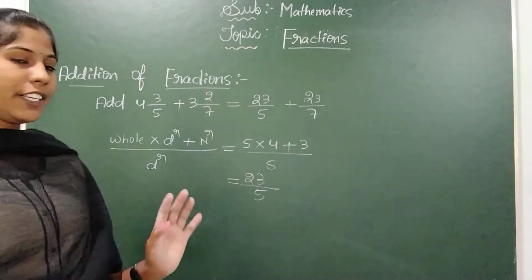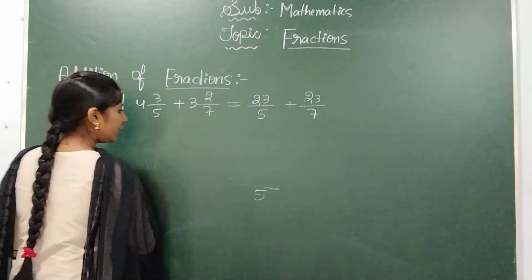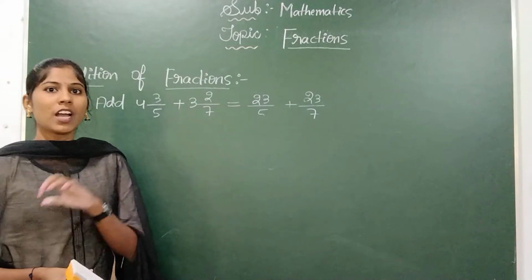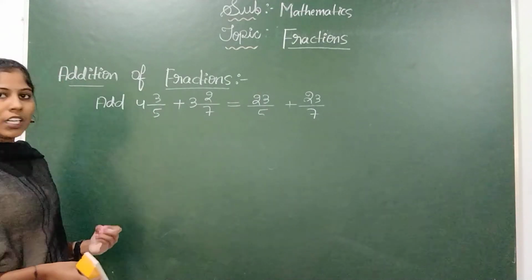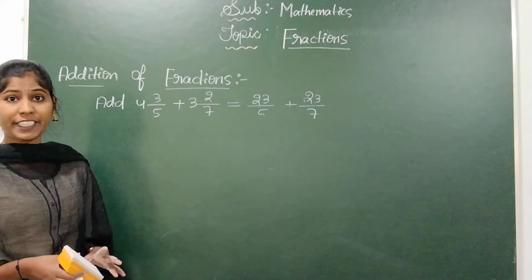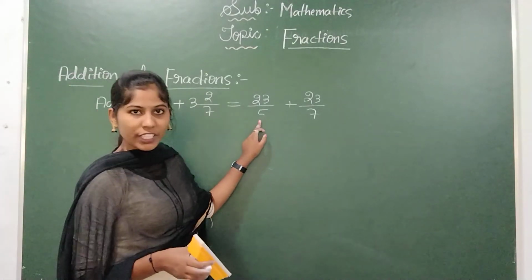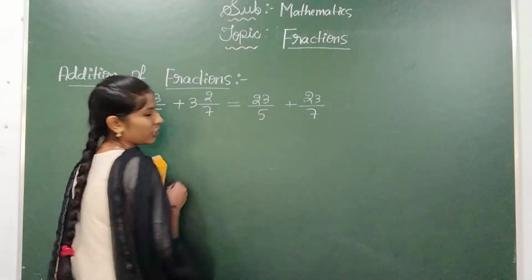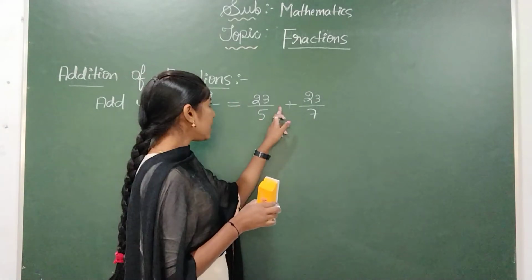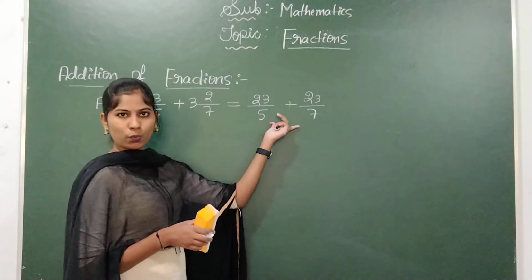So first, if we are given mixed fractions, convert them into improper fractions by using the formula. The formula, as we know, is whole into denominator plus numerator, divided by the denominator. This is the one formula you can use to convert a mixed fraction into an improper fraction. Now what do we have to add? 23 divided by 5 plus 23 divided by 7. Which kind of fractions are these two?